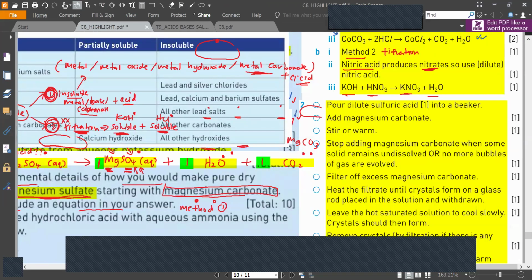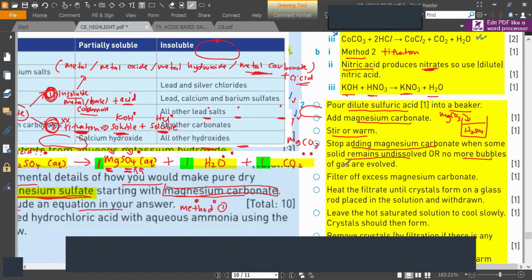Okay, so first, we need to give the exact step. Put dilute sulfuric acid into a beaker. And then we add the magnesium carbonate. Magnesium carbonate, stir or warm. We keep adding magnesium carbonate until it starts to be undissolved, or no more bubbles of gas are evolved. So it means it's already in excess.